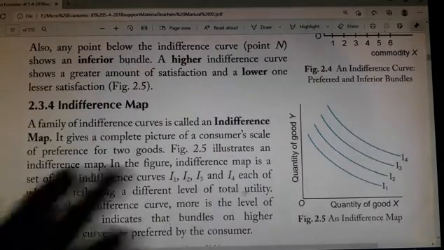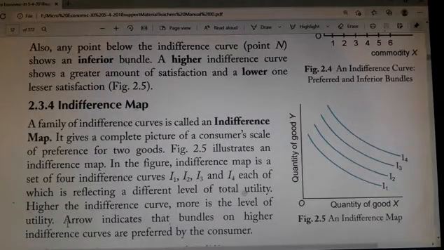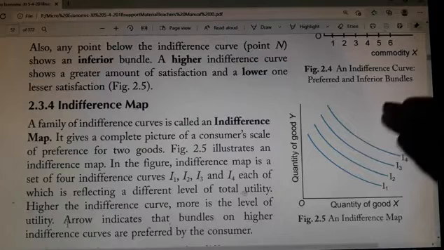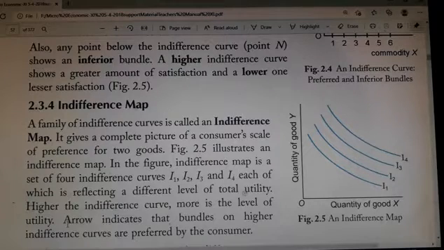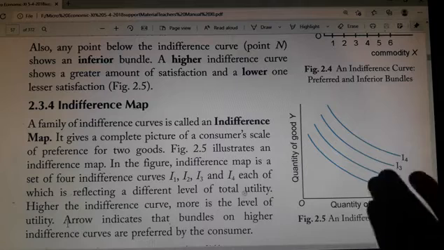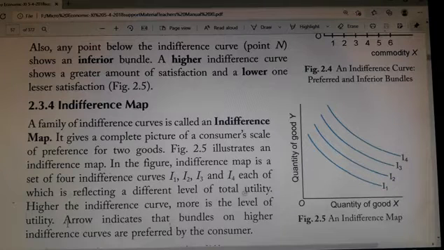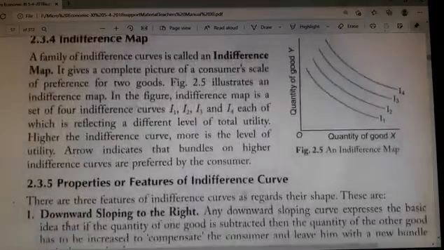That is what we have done yesterday. A set of indifference curves is called an indifference map, and higher the indifference curve, higher the satisfaction. If you are at I2, I2 will give you higher satisfaction than I1. The combinations in I2 will give you higher satisfaction than the combinations in I1. Similarly, the combinations in I3 will give you higher satisfaction than the combinations in I2. So it goes on. Higher the indifference curve, higher the satisfaction.